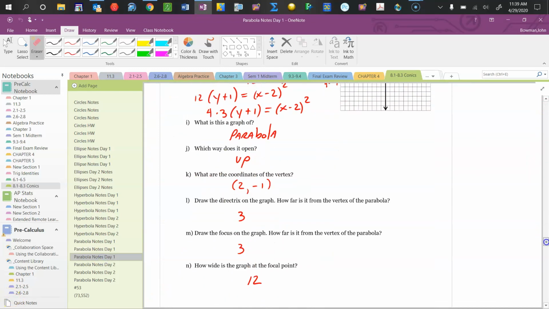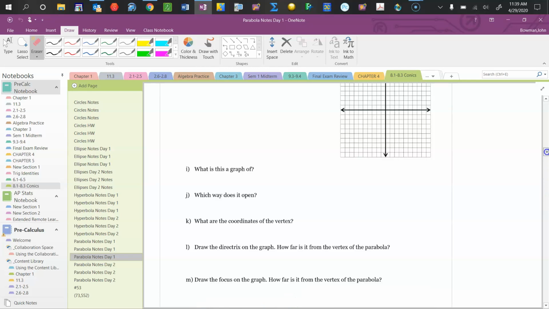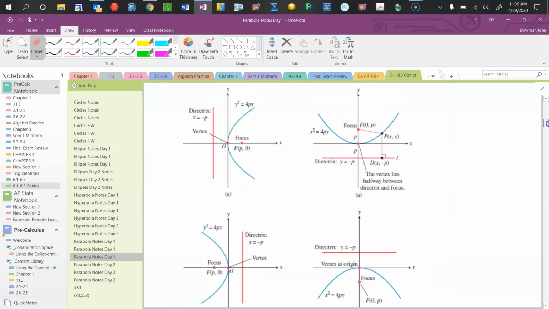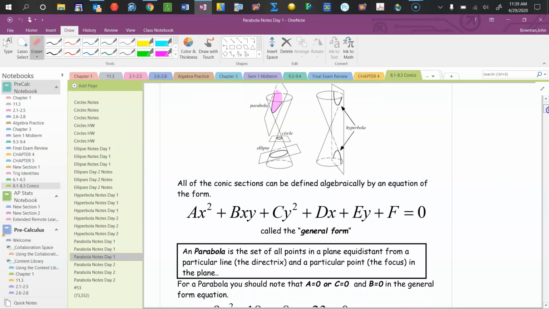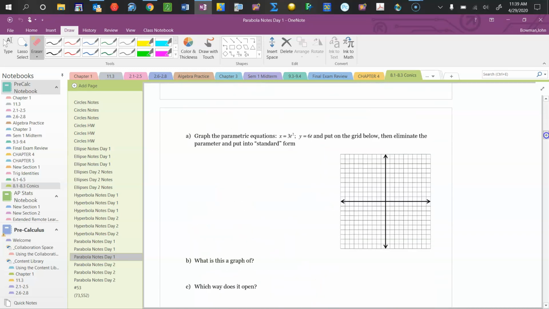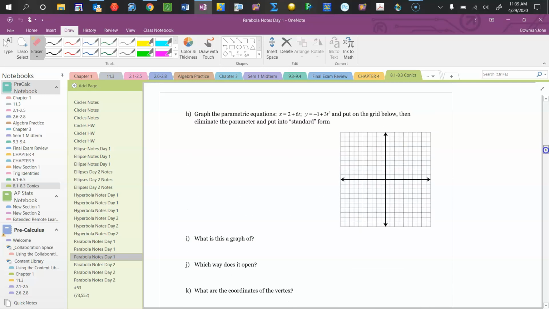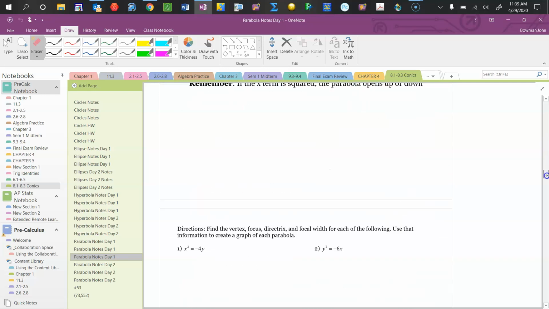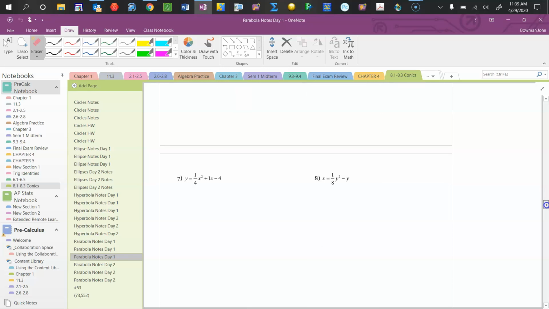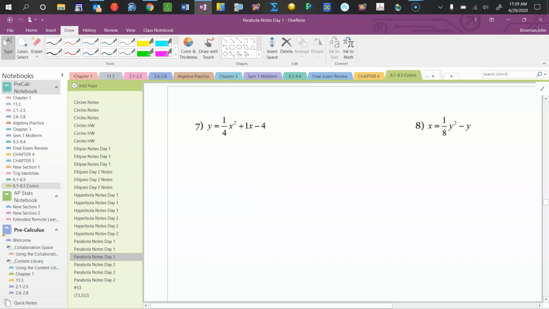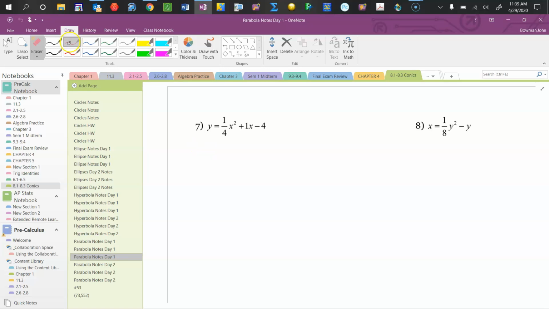All right, so at this point what we're going to do is take the equations of a couple of parabolas that are not written in standard form, and put them into standard form. So let me get to the correct page here. So this is problem 7 and 8 in your notes. So let's go ahead and get started with this. What we need to do is get this into a form where we can readily tell the coordinates of the vertex and the value of p.